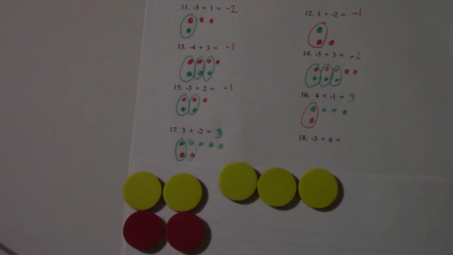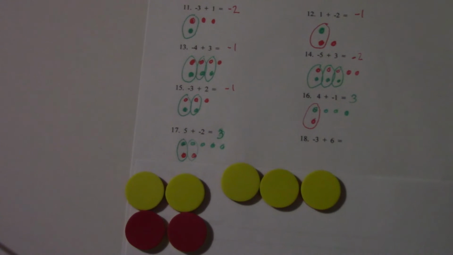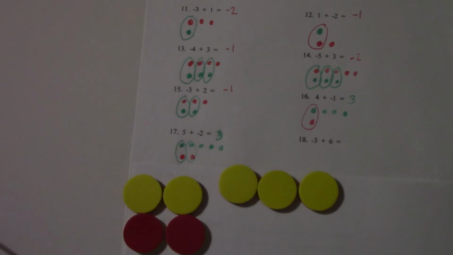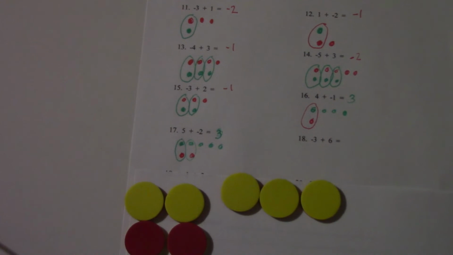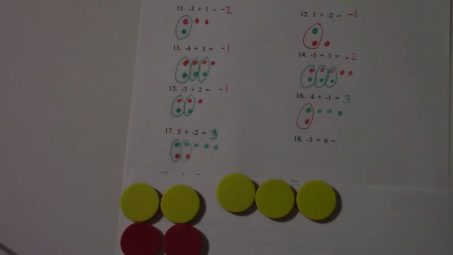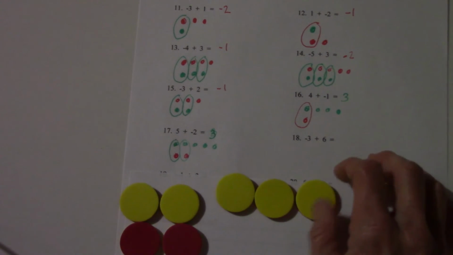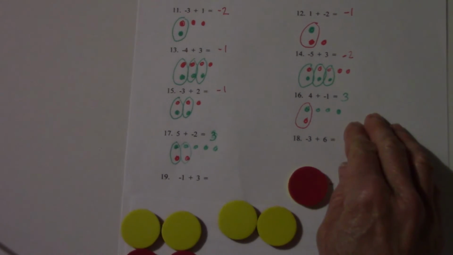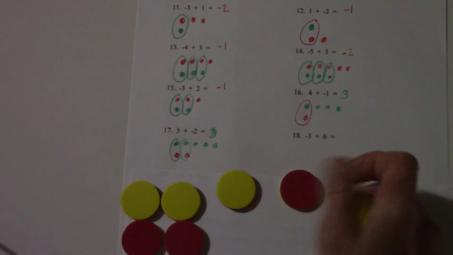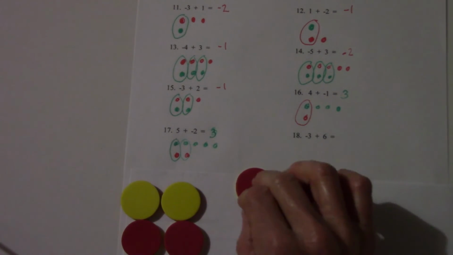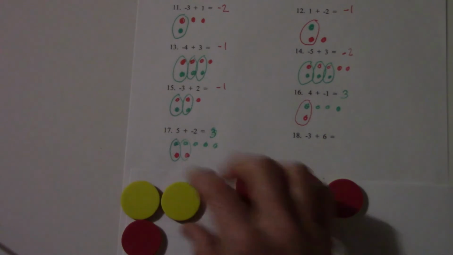Okay, those are questions that you can start asking, or asking yourself, or asking your students. But people should be questioning, why is my answer now positive when my first problems the answer was negative? Okay, in the next question I have -3, -3, and positive 6.